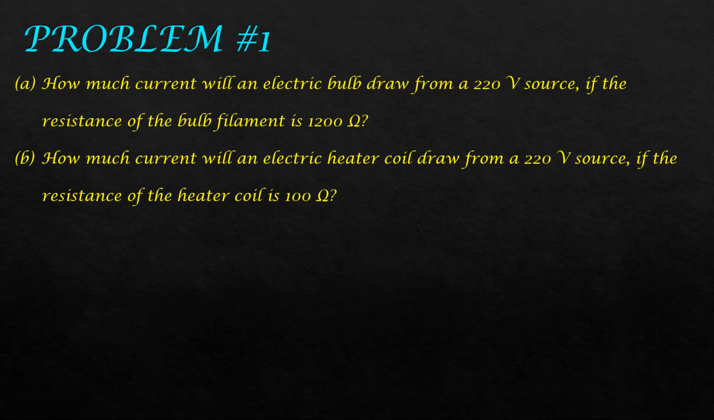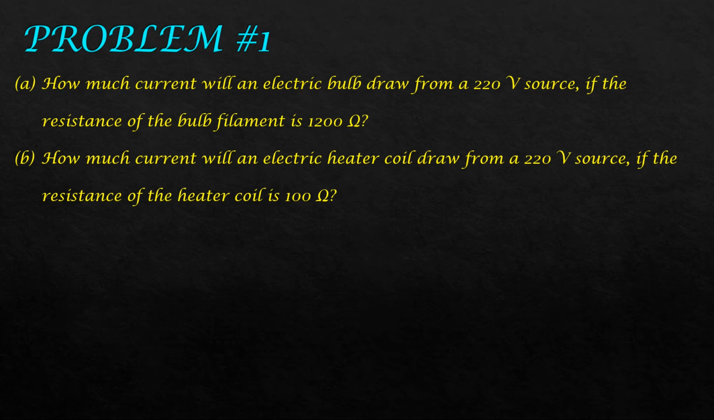It has two parts. One says: how much current will an electric bulb draw from a 220 volt source if the resistance of the bulb filament is 1200 ohms. Similarly, the next question says: how much current will an electric heater coil draw from the same voltage source, if the resistance of the heater coil is 100 ohms. So if you see, there are two different resistances.